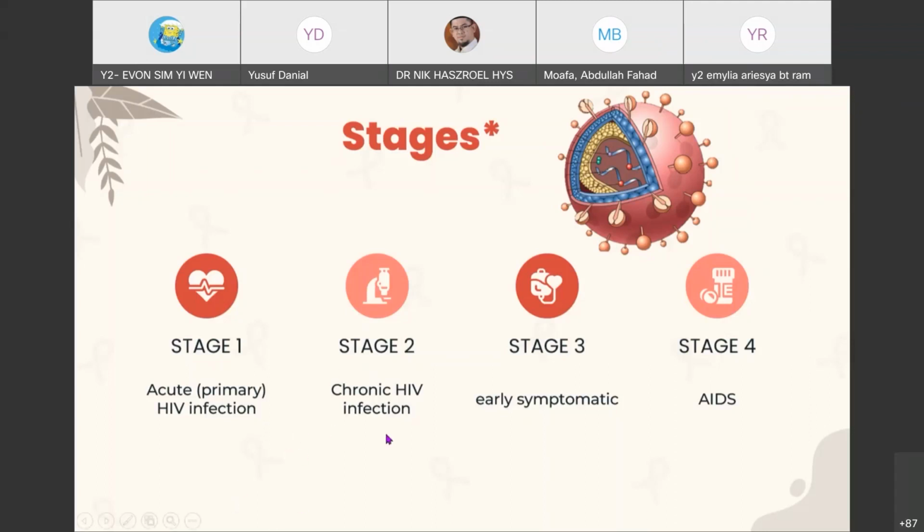Based on Robbins and Kumar pathology, HIV infection is divided into four stages. That is stage 1, acute or primary HIV infection. Stage 2, chronic HIV infection. Stage 3, we call it the early symptomatic stage. And stage 4 is AIDS.